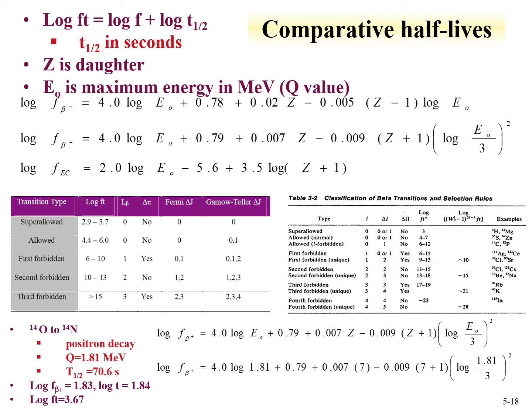I get a log Ft value of 3.767. And that fits into a super allowed category. Or over here, a super allowed between an allowed category. So from this transition, we would see that this decay is a fairly allowed decay.